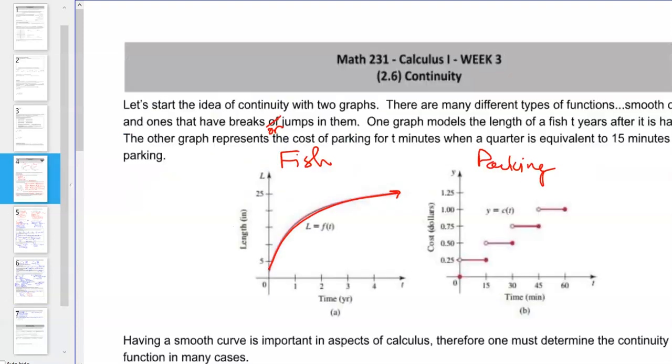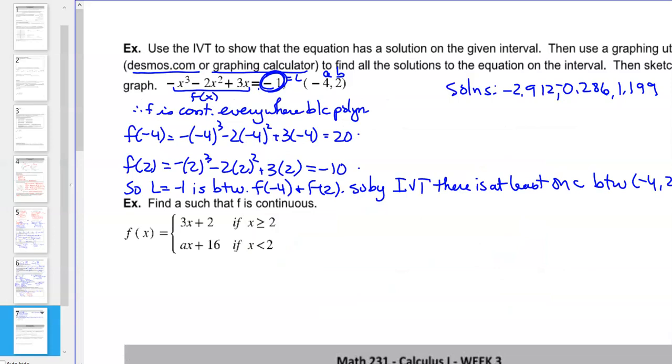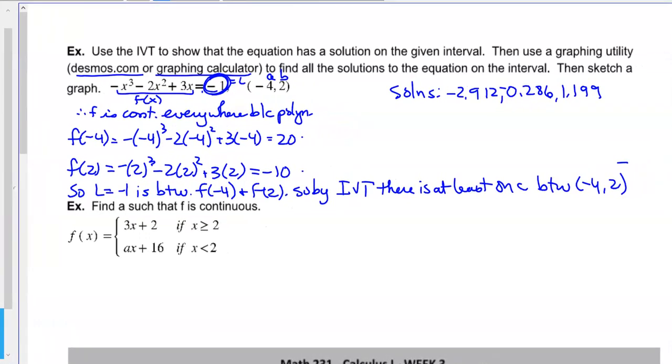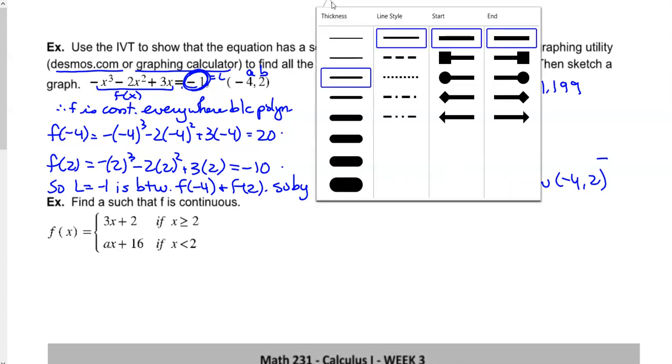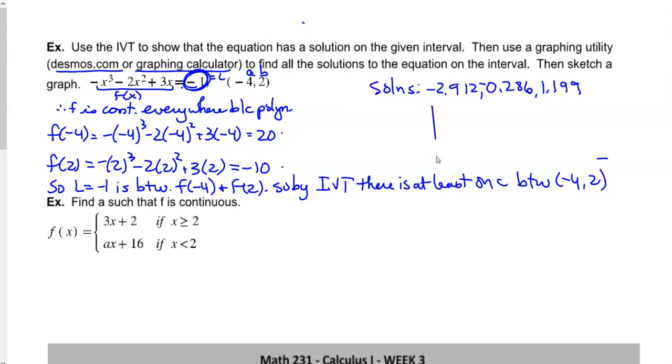Let me move this. Trying to move this back. There we go. Okay, so those are our solutions, and you can just kind of sketch a graph there if you want. And you can pull it from that.